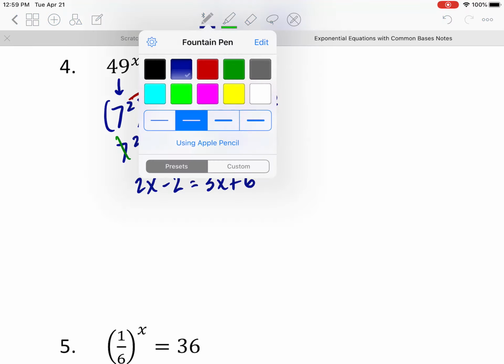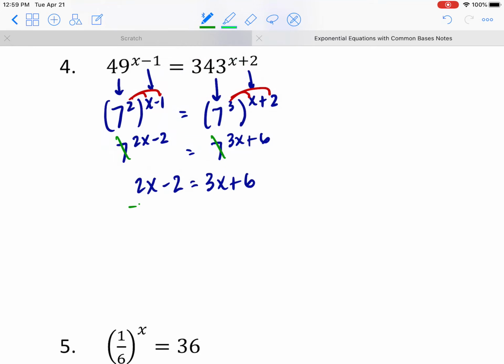But now we have common bases. So we can cancel out those common bases and make our exponents equal. So 2x minus 2 has to equal 3x plus 6. Let's get those x's together.